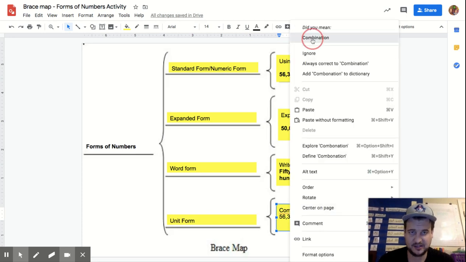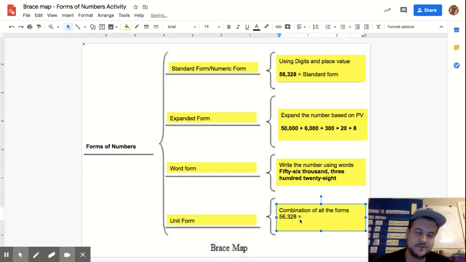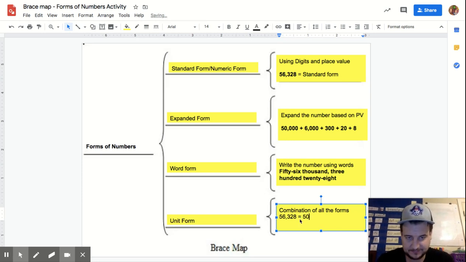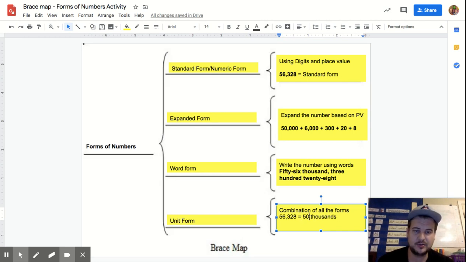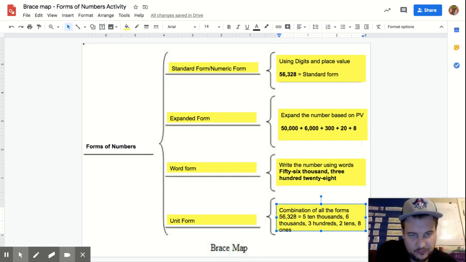Spell check is my friend. So 56,000. So I have 50,000. You could have also put 56,000. So that's what I'm going to do, because 50, or you know what? I'm going to put 5 10,000s, 6 thousands, 3 hundreds, 2 tens, and 8 ones. All right, so it's a combination of all the forms.